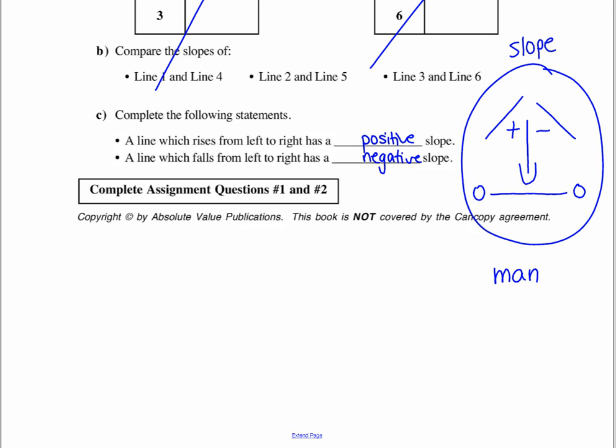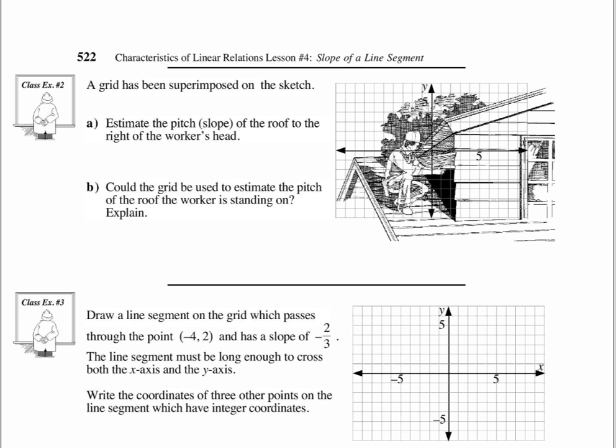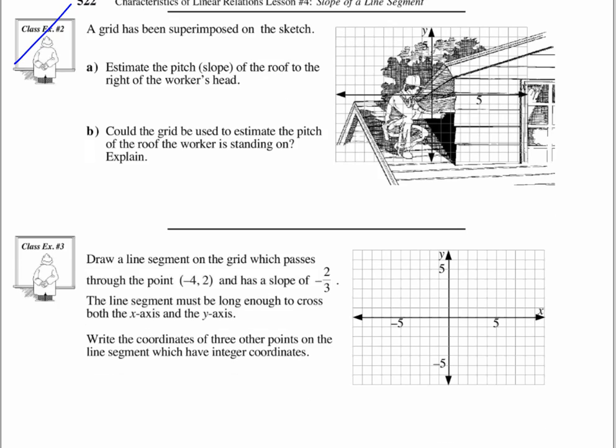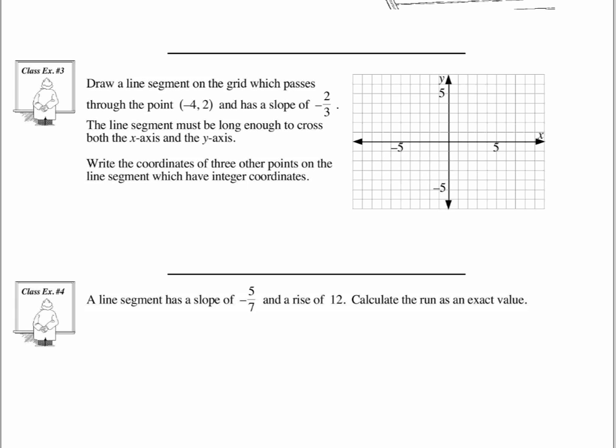Okay, so we're going to turn now. Let's look to the next page. I am going to skip example 2. We're going to go into example 3. Draw a line segment on the grid which passes through the point -4, 2 and has a slope of -2/3. So -4, 2. Let's plot that point first. 1, 2, 3, 4 to the left and up 2. So there's my point of -4, 2.